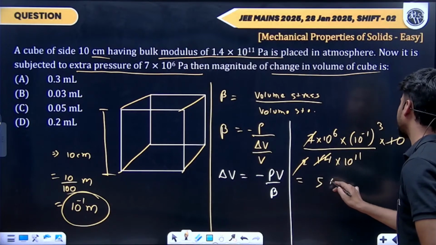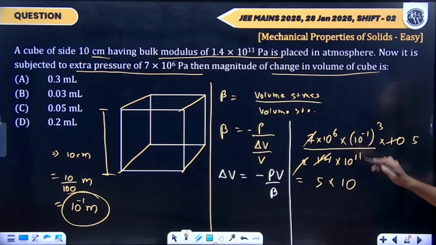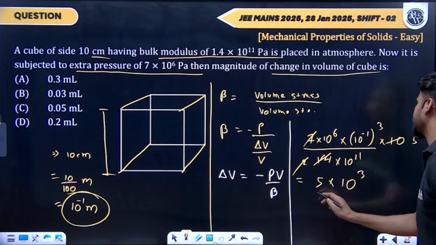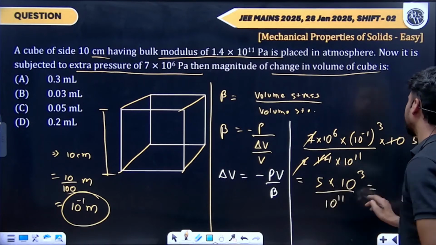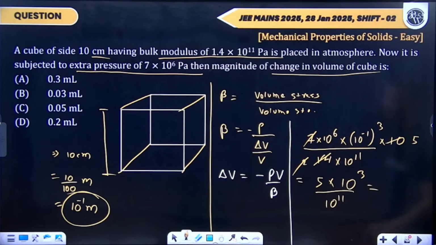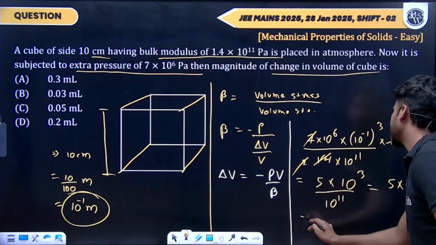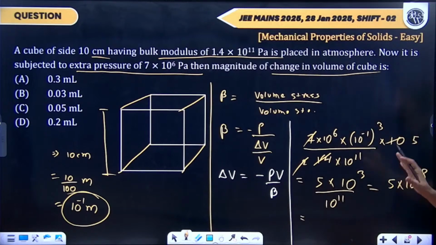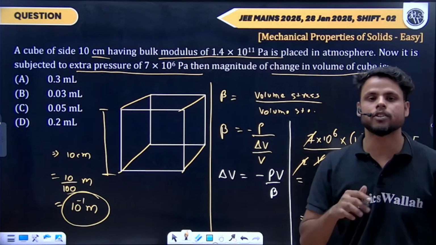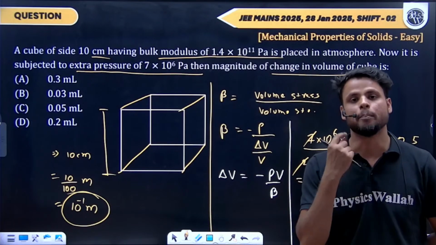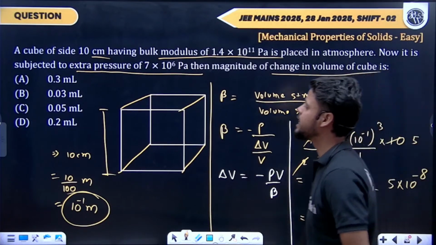So 5 into 10 raised to the power 6 and minus 3, 6 minus 3 is 3. Then 10 raised to the power minus 11, plus 3, gives 10 raised to the power minus 8. So 5 into 10 raised to the power minus 8. From here we can say that this is in SI unit. In SI unit you can say volume will be in meter cube, but options are in liters, milliliters.